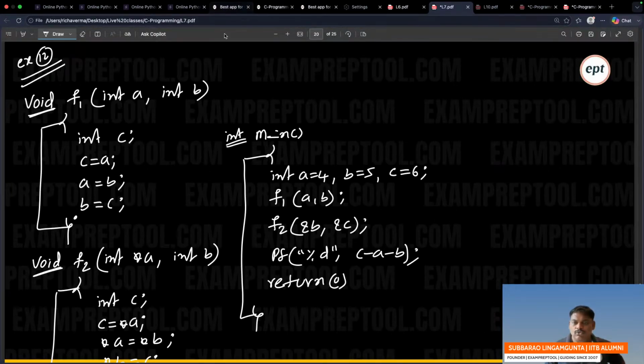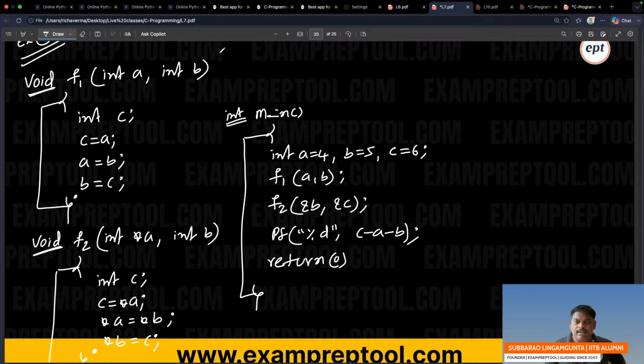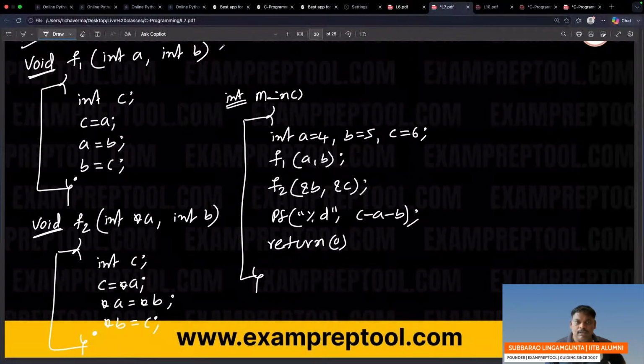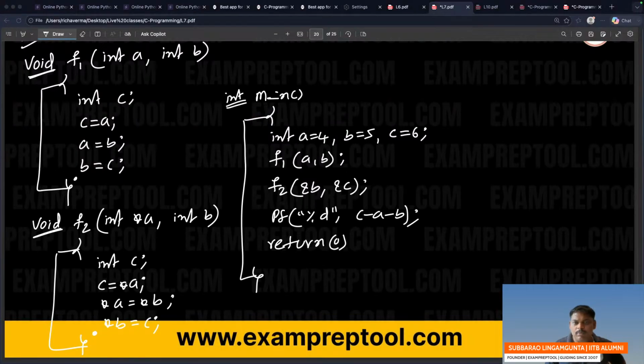Sure. I will try. Yeah, so this is the problem. Can you try this? It's a very interesting problem. Let's see how many people will give the answer. No global variable, nothing. Everyone try. It is also a very good problem.